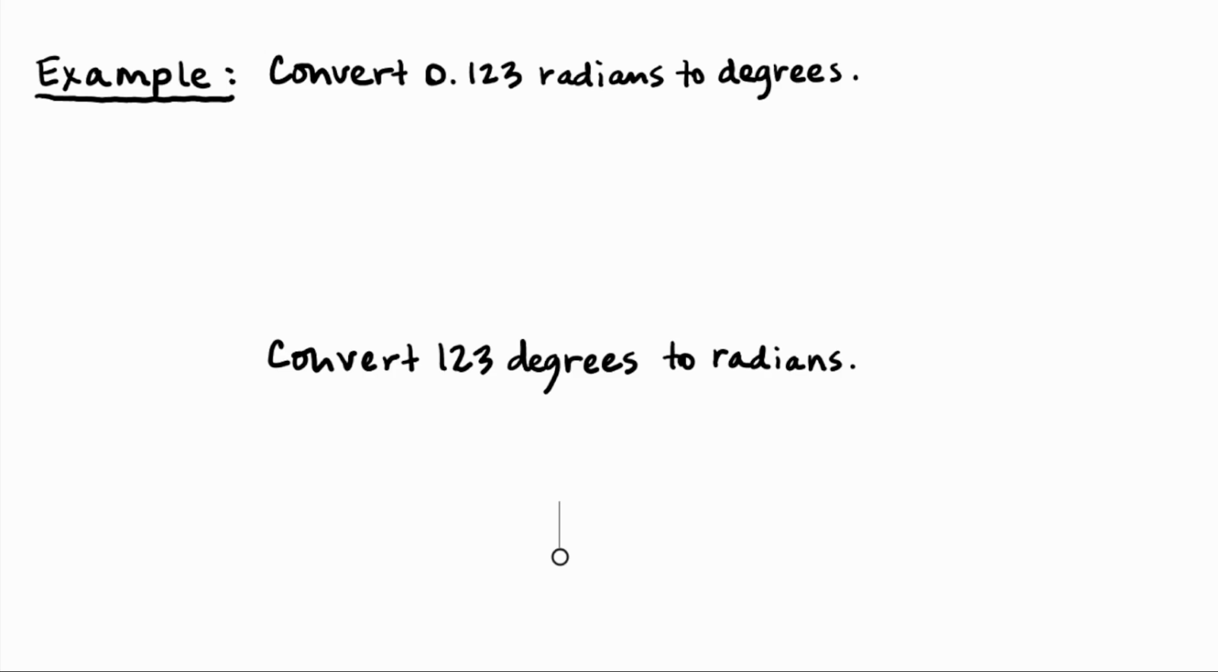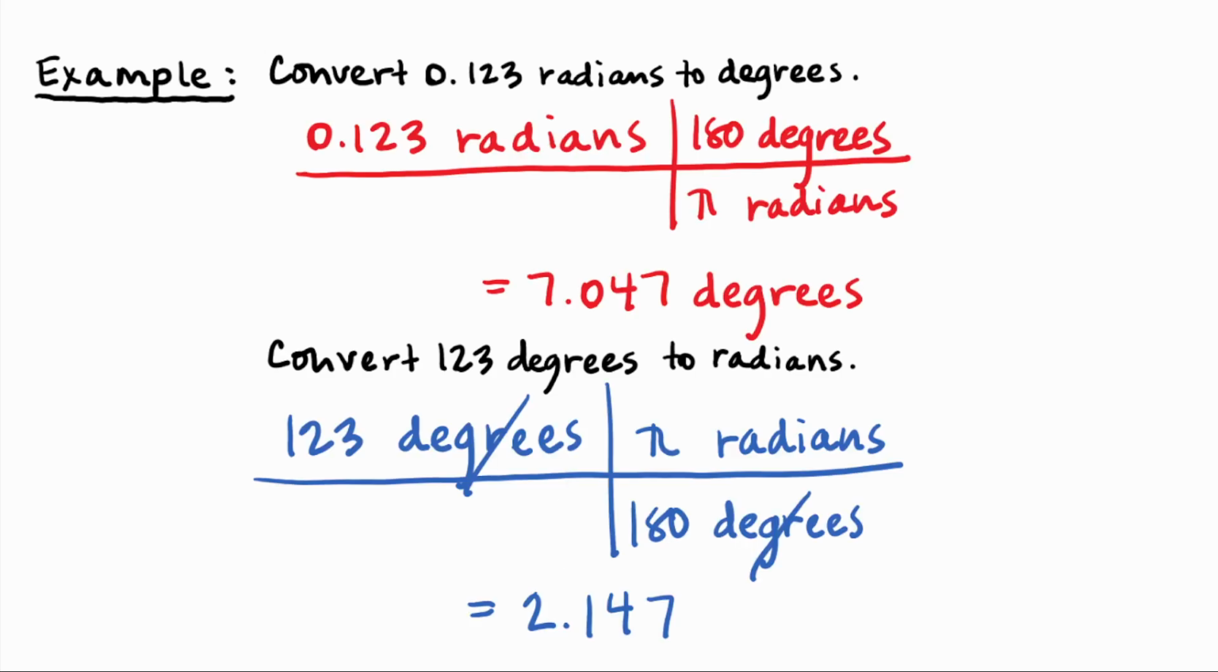Convert 0.123 radians to degrees and convert 123 degrees to radians. So just do this exactly like I did it before, and you can check your work against mine. You should pause the video because I'm just going to bring in the answers here in a couple seconds. All right, there you go.